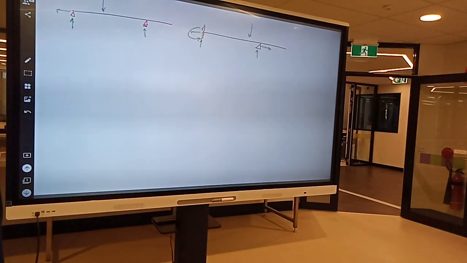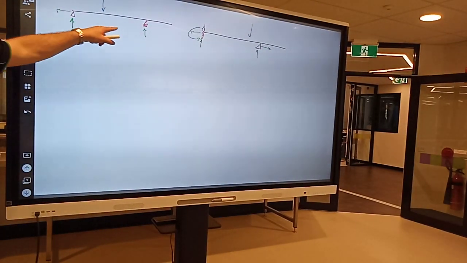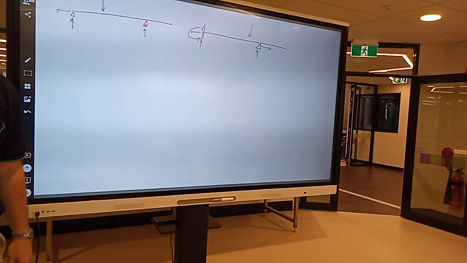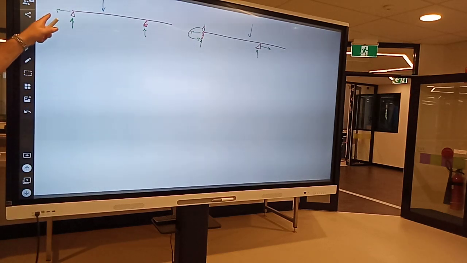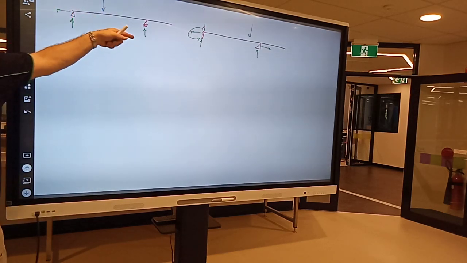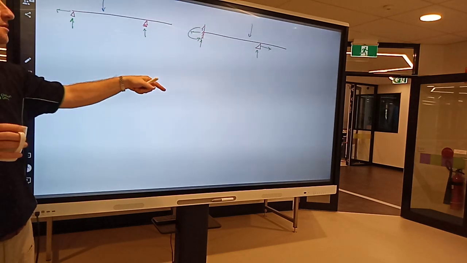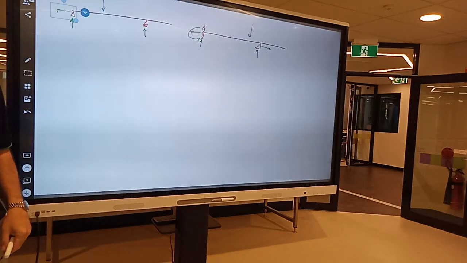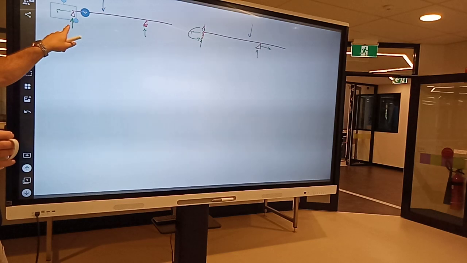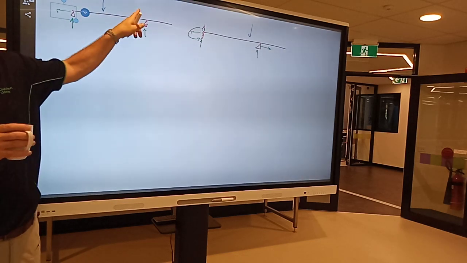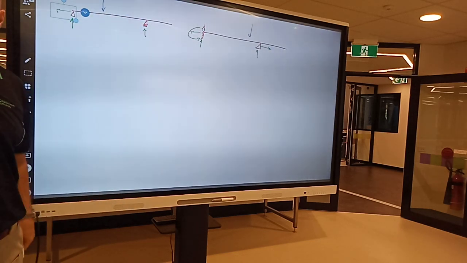Statically determinate means we can work out what all those forces are from simple statics and geometry. We know that the sum of the horizontal forces is 0. There's only one horizontal force. We know that the sum of the vertical forces is 0. We can work out by taking moments about either end or anywhere really.